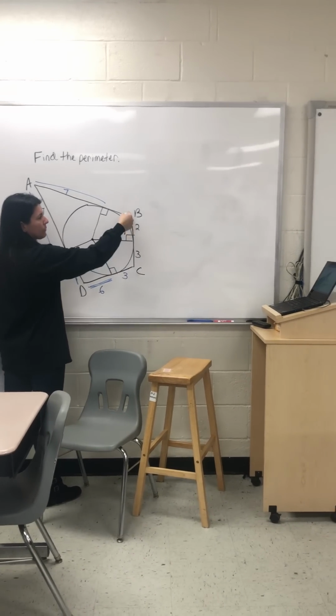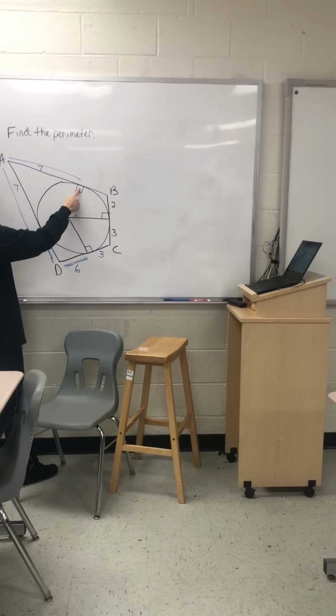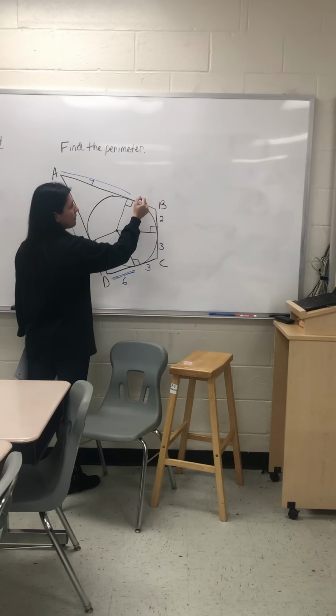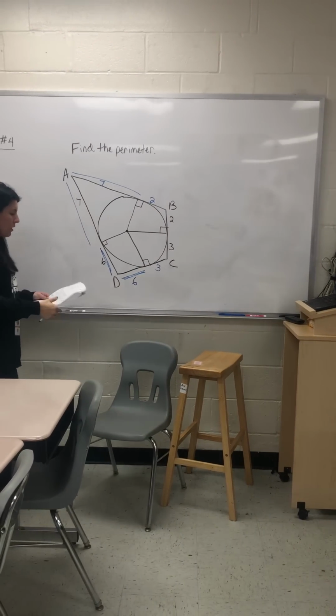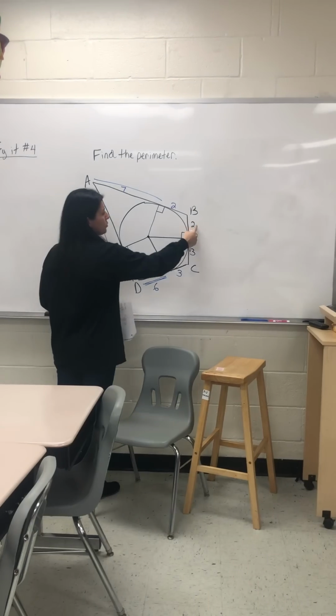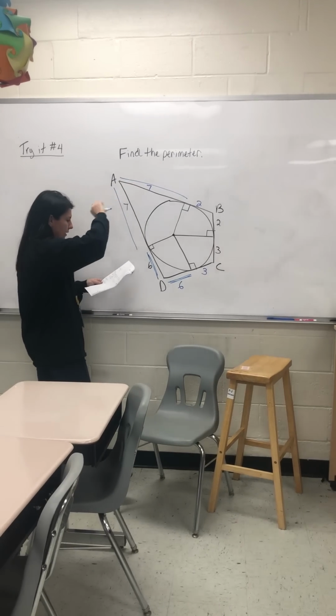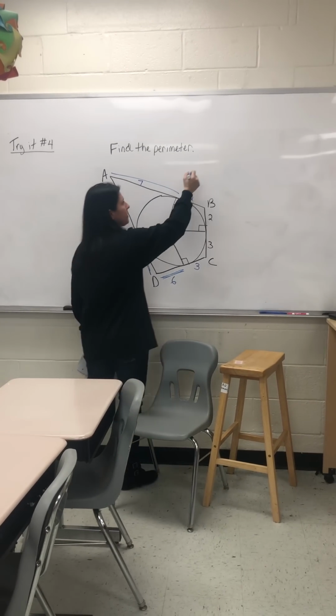Same thing over here. This line is tangent, this line is tangent because it meets at 90 degrees, meets at an exterior point, so they're both congruent. So it asks us to find the perimeter. We're going to add 2 plus 3 plus 3 plus 6 plus 6 plus 7 plus 7, and that total perimeter is 36.